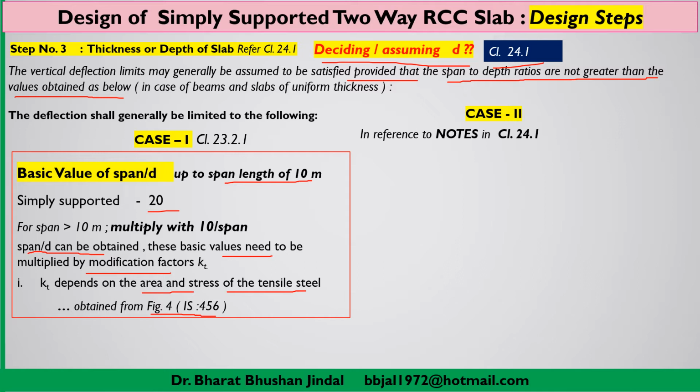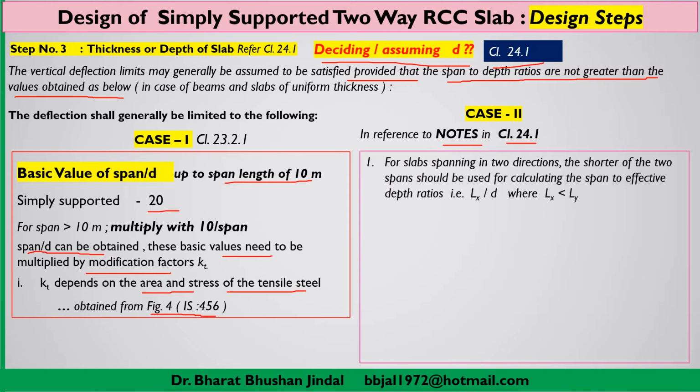Now in reference to clause number 24.1, if we consider it as case 2, then in the notes part of clause 24.1 you will find this information. The first point is for slabs which are spanning in two directions, that means two-way slabs, the shorter of the two spans should be used for calculating the span to effective depth ratio. So a very important point is that when we calculate the Lx by D ratio, this Lx should be the shorter span length.